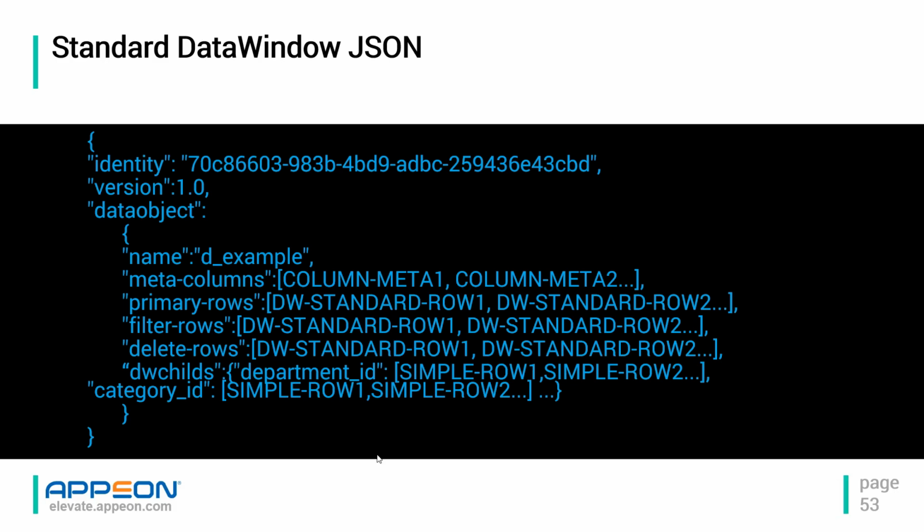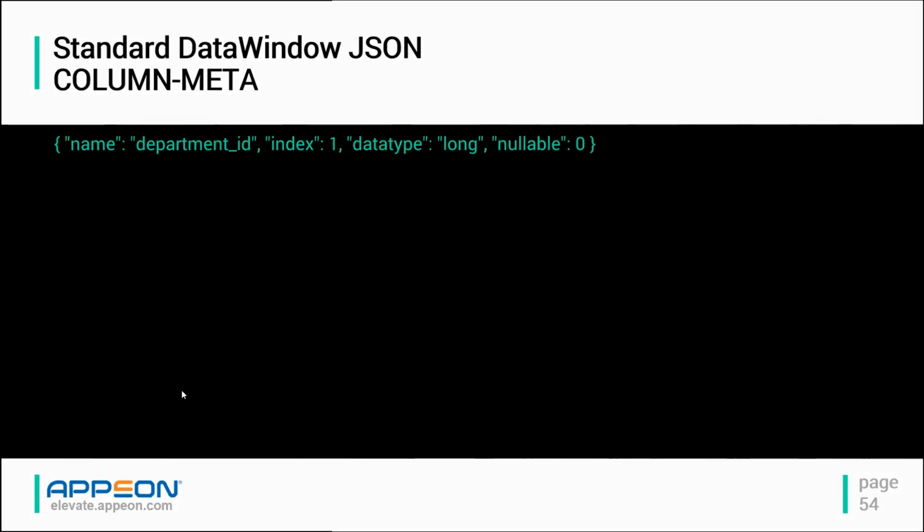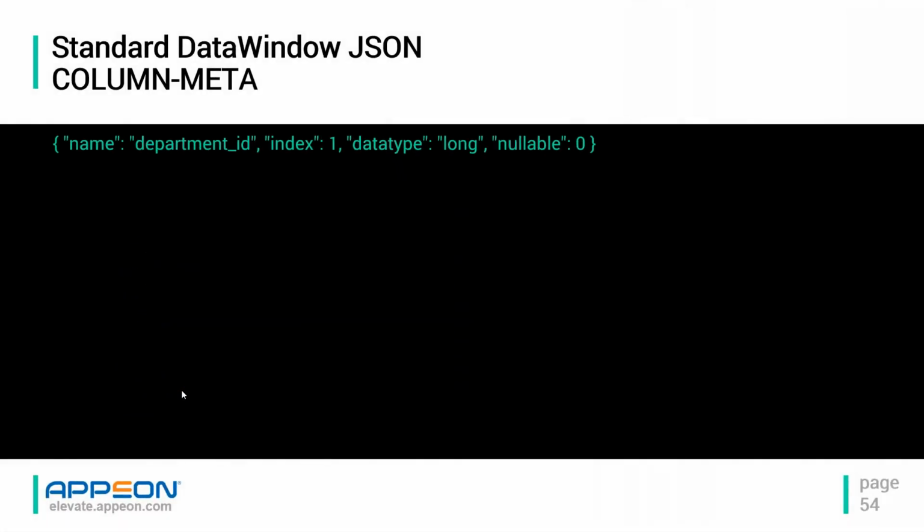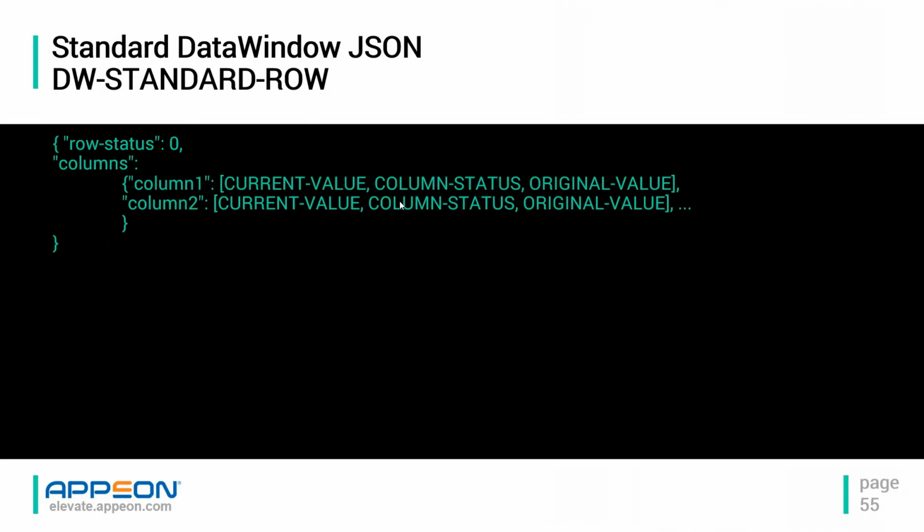And there's also a buffer here for data window children. So if there's any data window children on the data window, they'll be passed along in the data window child's section of the JSON. Okay, so this is an indication of the column metadata. You see that there is the name of a column, the data type, whether or not it's nullable. A lot more information about the data rather than just data.